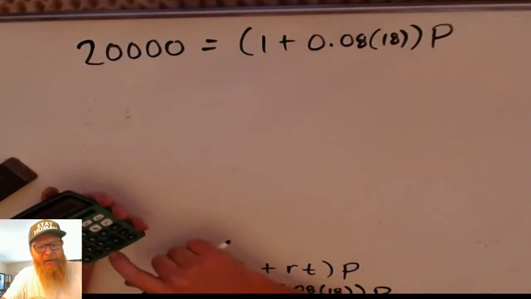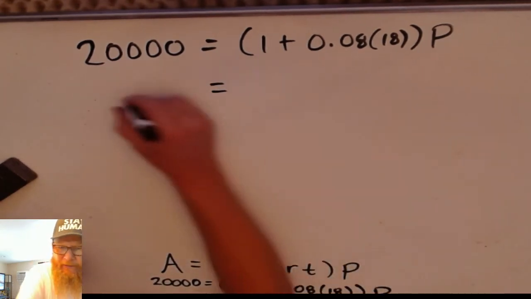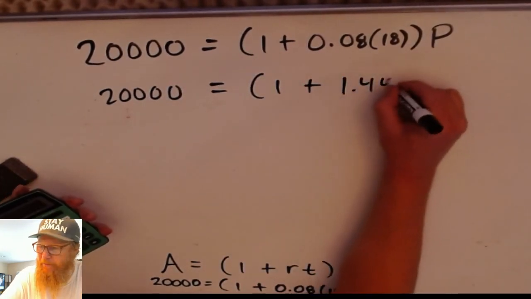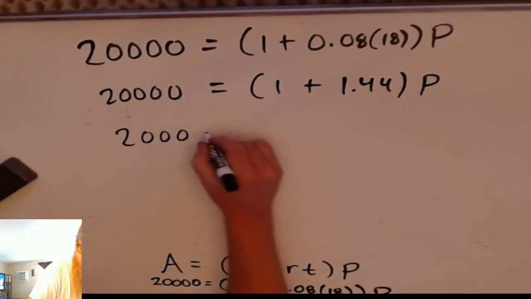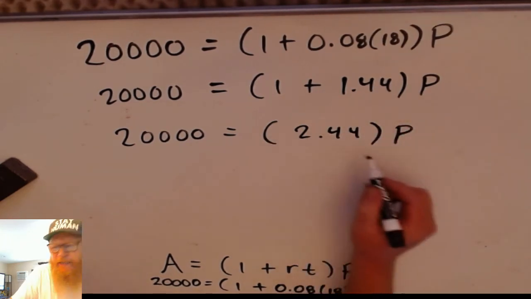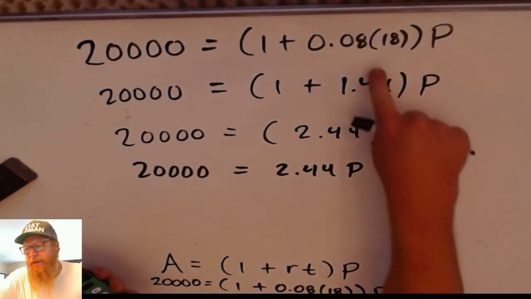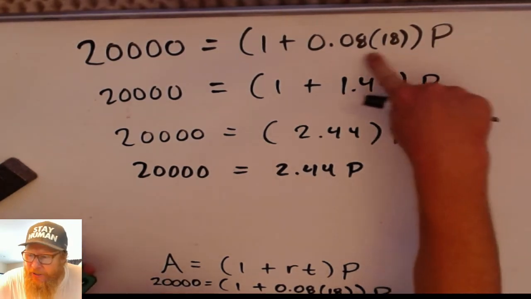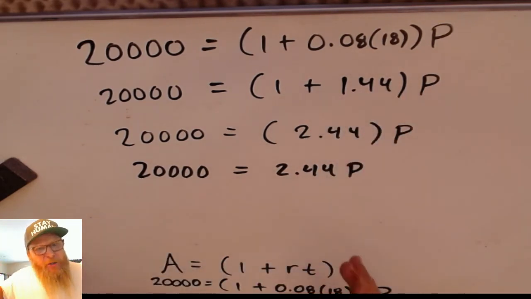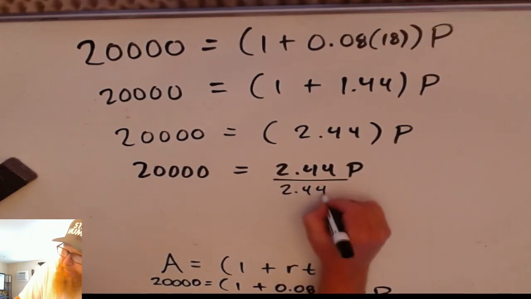Work from the inside out, so do the parentheses first. 0.08 times 18. That's 1 plus 1.44. So that'll be 2.44P. You don't really need the parentheses anymore. Now, because this is 18 years, 8%, it goes over 100%, right? That's 1.44, so it's going to be much larger than it was in the last example, right? And then now you just divide by 2.44.